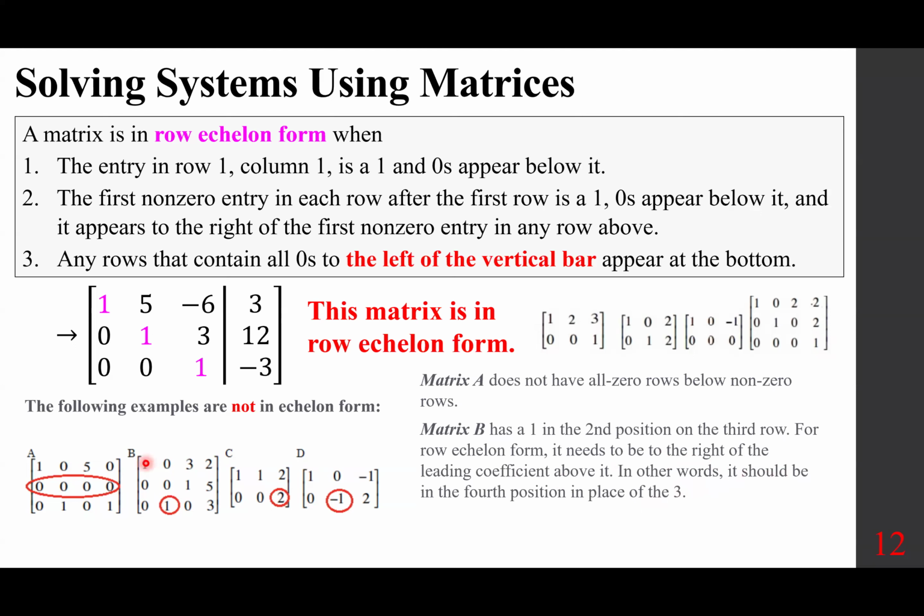If you look at this row, 1 and the bottom is 0. That's good. This one, 1 and the bottom is 0. Very good. When you go to this one, this must be to the right of this one, but it's to the left of that. So that makes it not in the desired form.